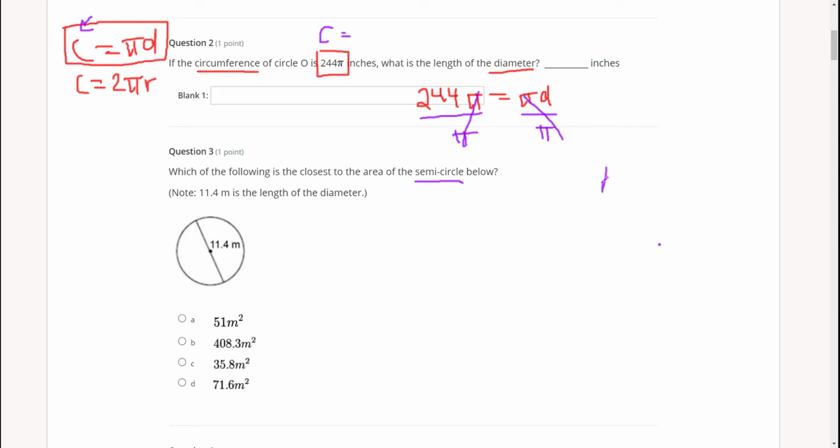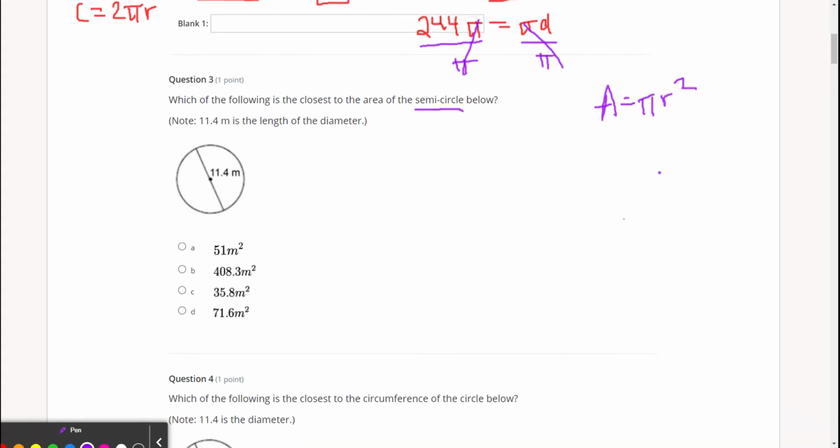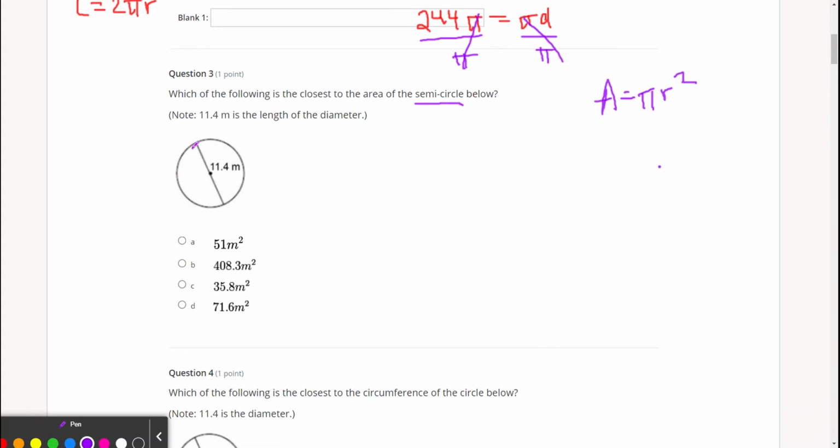So the area formula, A equals pi r squared. So the answer is 244? Mm-hmm. For 2? Mm-hmm. Easiest complicated problem you're ever going to see. Semicircle is half a circle. So normally I would have shaded it in. I'm looking for the area of the purple. Absolutely, yep.